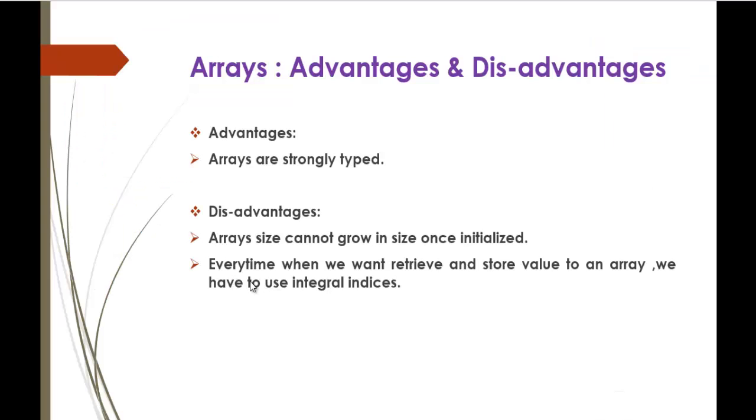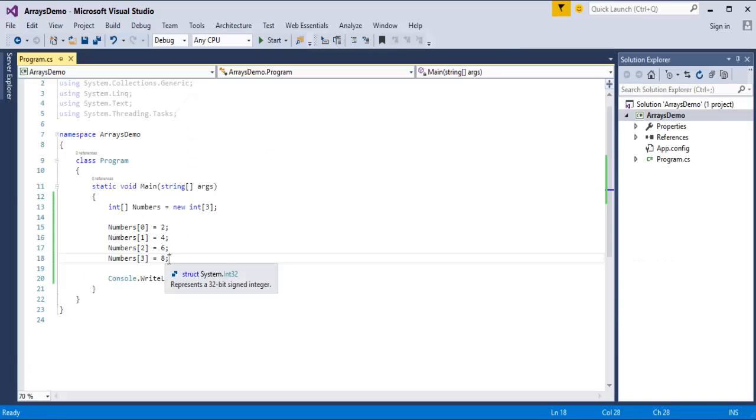The second disadvantage is that every time we want to store and retrieve values in an array, we have to use integral indices. This is storing values to the array, and this is accessing values. Every time I have to store, I have to call the integral index, that is 0, 1, 2, 3, and in order to retrieve also I have to call the particular indices every time. This is the major disadvantage of an array also.